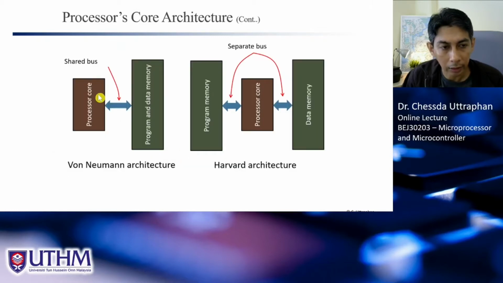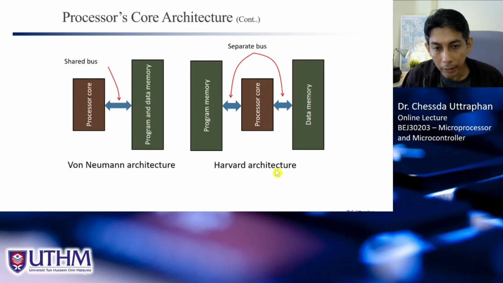What are the differences? This is the difference. So this is von Neumann architecture, implemented in our modern laptops and PCs, right? Normally using von Neumann architecture. And von Neumann architecture is something like this, where program and data memory share the same bus. It means that if you want to get an instruction from the memory, you will use this bus. And again, when you want to get data from the memory, you will use this bus. All right, it means that you use the same bus.